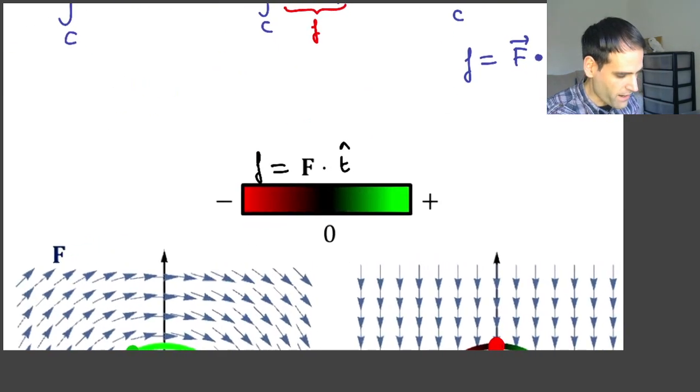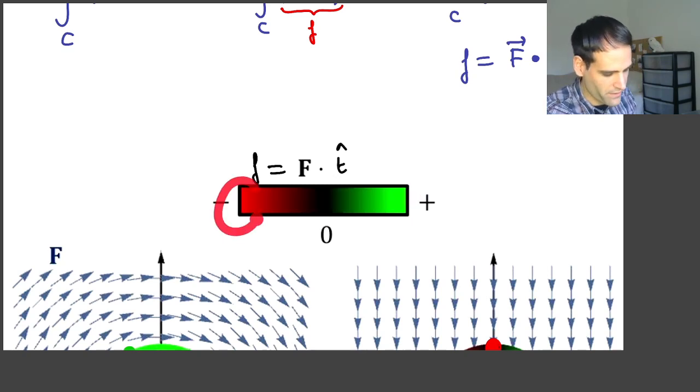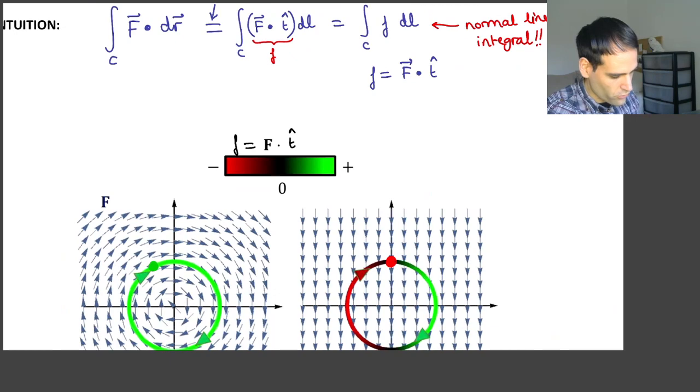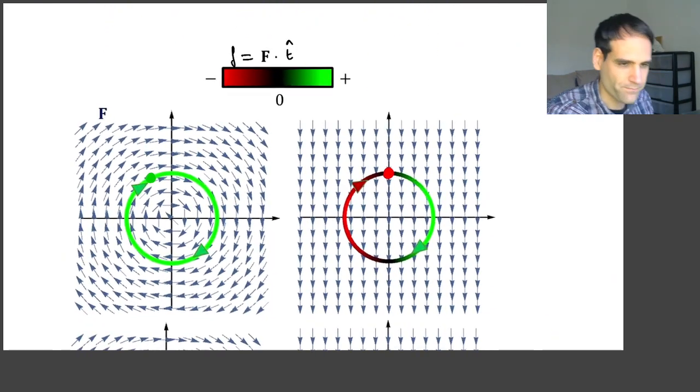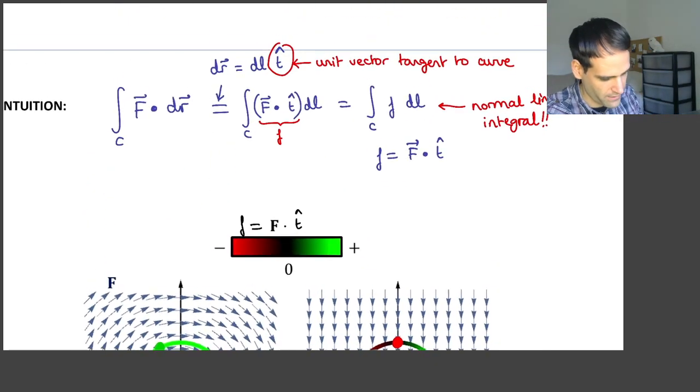And since this is a scalar, a real value, it can be either a negative number, a positive number, or it can be 0. So I'm going to color code this. It will be red if it's negative, green if it's positive, and black if it's 0. And I'm going to show you different examples. In these examples, the big circle here in the center is the path of the integration, the curve C.